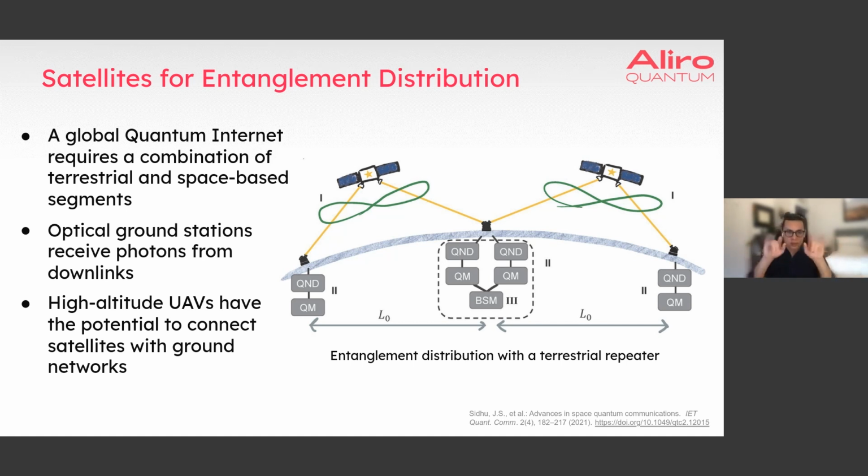In this case, we had two satellites with downlinks. There are uplink architectures in which the ground stations are the ones emitting photons up to the satellite, in which case the repeaters would have to rely on the satellite. So there are trade-offs here and different architectures we can draw up. I'd also like to highlight the last point here, that there's some recent interest and potential for high altitude UAVs as a way to more effectively connect satellites with these terrestrial quantum networks.